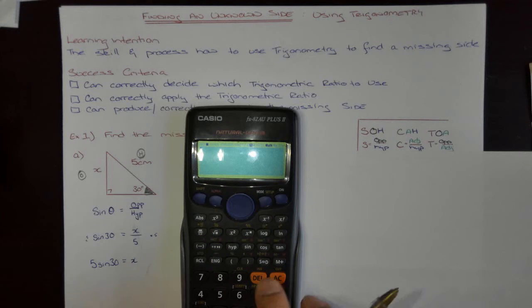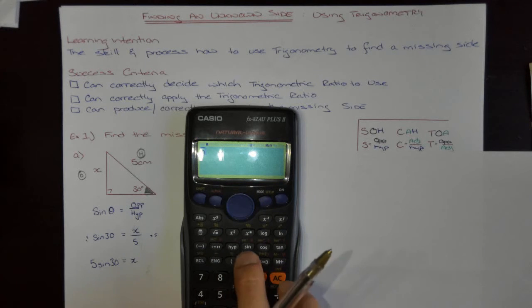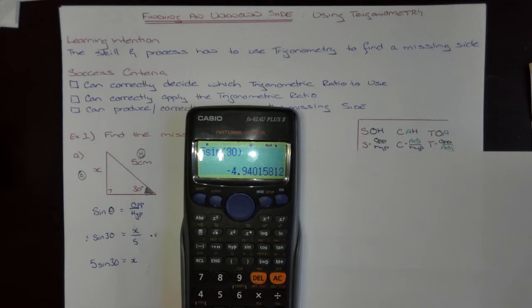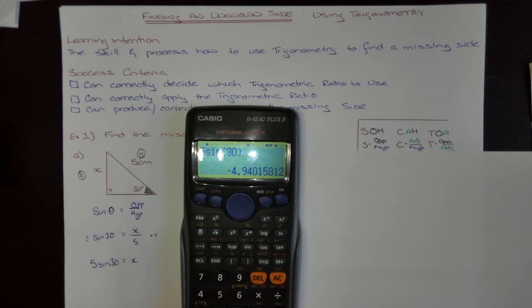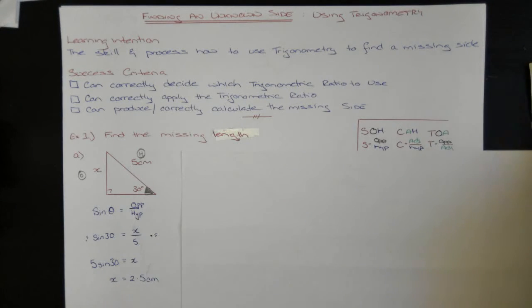So if I get my calculator out and I press 5, and there's my button sine, just above the open brackets, sine 30, close my brackets and press equals. Oh, sorry. I'm in my computer set up in the wrong way. Okay. I get 2.5. So X equals 2.5. And because it's a measurement, it's in centimeters.